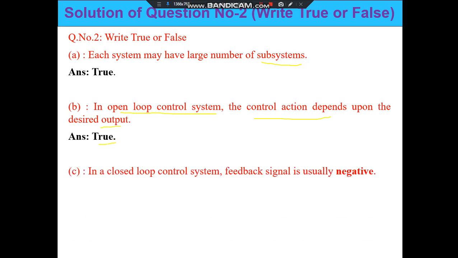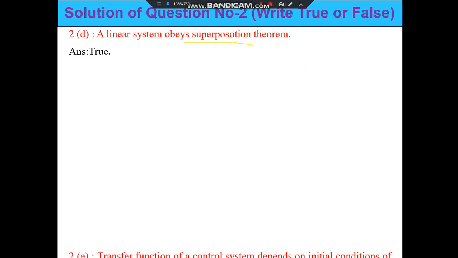Next is, in a closed loop control system, feedback signal is usually negative. This is also true. Feedback may be positive or negative, but we usually use negative because it improves the performance of the system. Linear systems obey the superposition theorem, so this statement is also true.